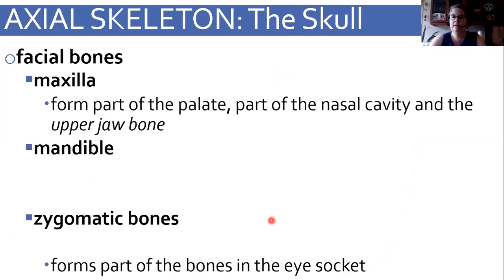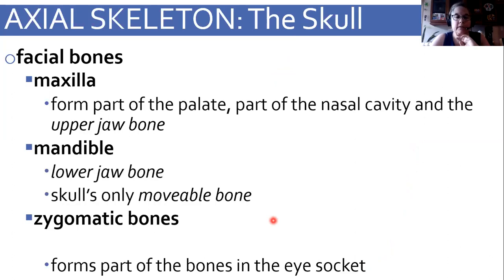The maxilla, right? So that's this upper jaw right here, forms part of the palate. So the palate is the roof of our mouth, part of our nasal cavity, our upper jawbone. Our mandible, that's where we chew, that's our lower jaw. That's the only bone in our skull that moves. And then the zygomatic bones, these are our cheekbones right here, okay?